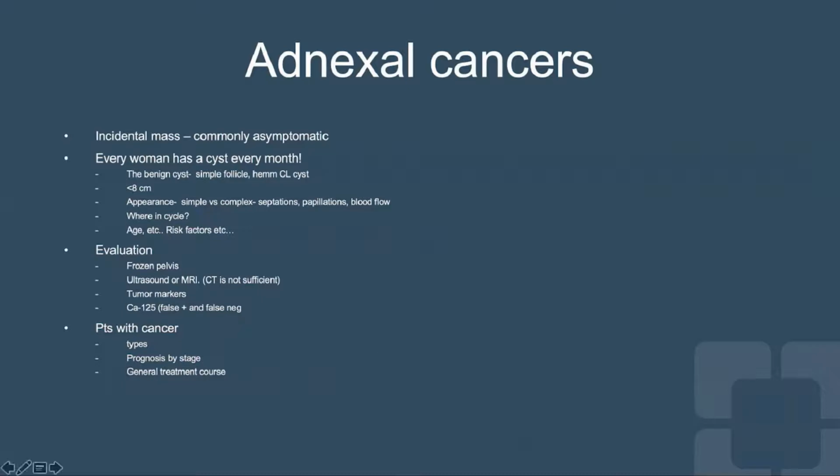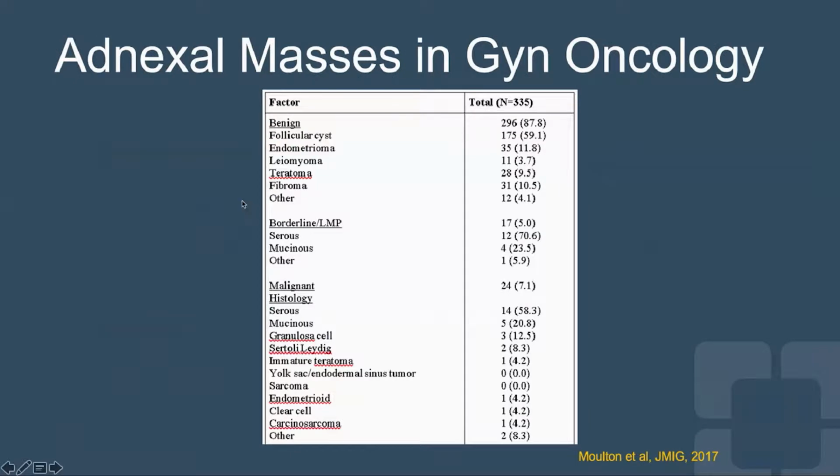Patients, then I want to talk a little bit more about patients with cancer. So looking at how often we see adnexal masses when these are referred to the gynecologic oncologist, you can see that very commonly we're seeing a lot of benign cysts, follicular cysts, endometriomas, leiomyomas, but we do see these borderline tumors, and then the lower shows you the frequency of malignant tumors, which certainly happen but are less frequent.